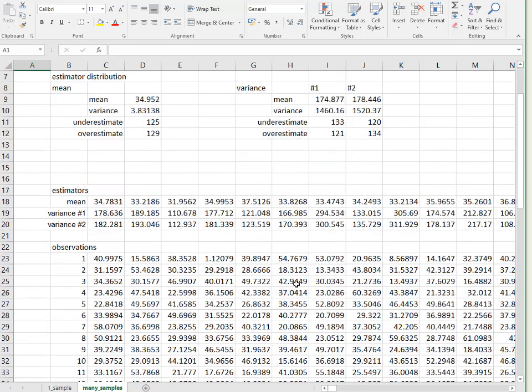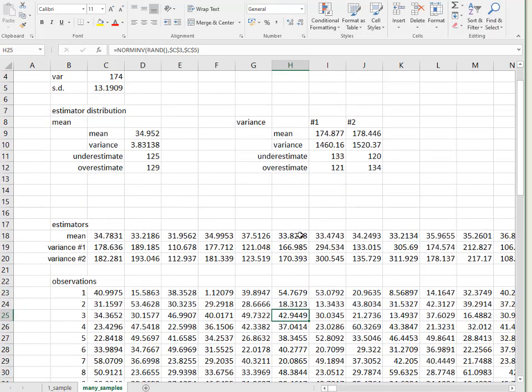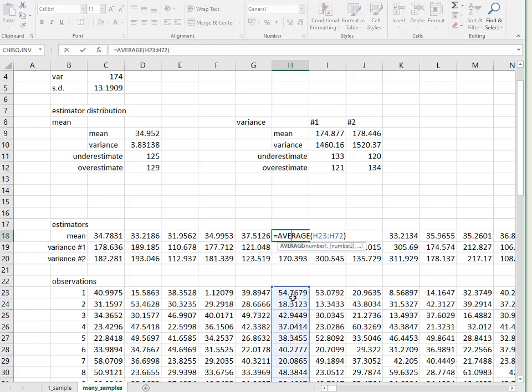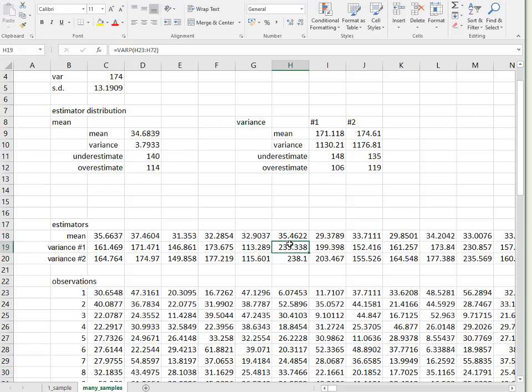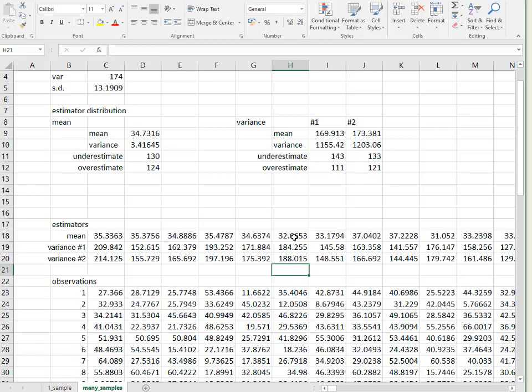So all of these samples are based off the same population, but we don't know these values. We have to imagine we don't know these. We're trying to estimate what they are. So in every single case, I've worked out these three estimators. That's the sample mean based on those numbers. And then we have two estimates of the variance. That one, where in the calculation we divide by 50, and this one where we're dividing by n minus 1, which is divided by 49.